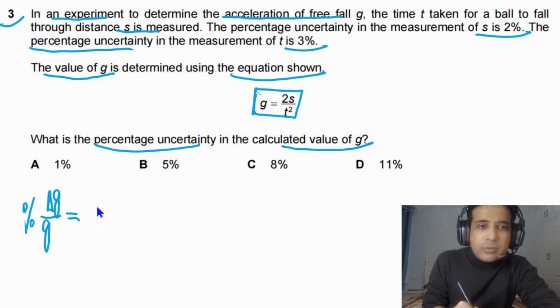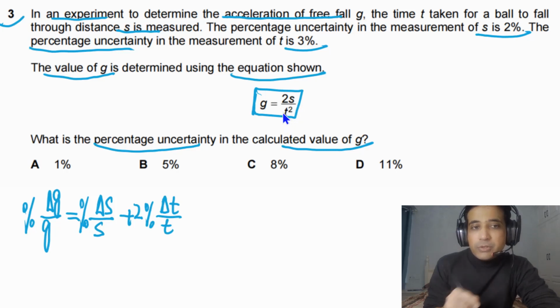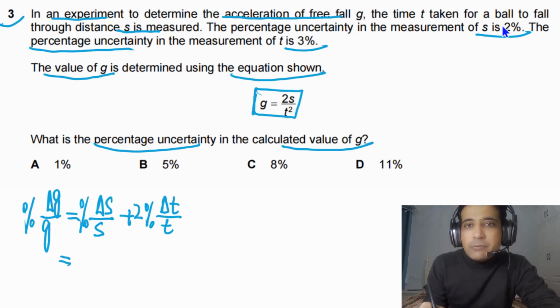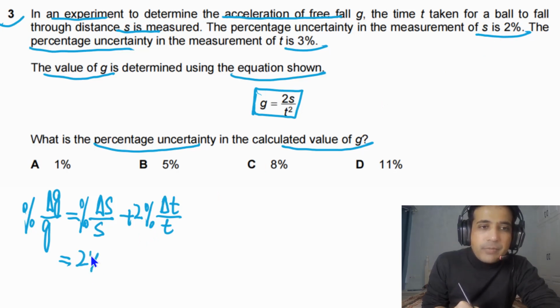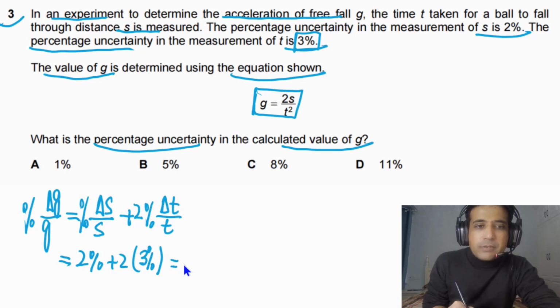That one has to be equal to the percentage uncertainty in S, so we can say that has to be equal to delta S by S, means the percentage uncertainty in S, plus percentage uncertainty in T, means delta T by T, and this one has to be multiplied by 2 because the power of T is 2. And now simply we can use the values given to us. For S, percentage uncertainty is given, that is 2%, and percentage uncertainty for time is given, that is 3%. So we can write down this one is 3%. So the final answer we will get, that is 8%. So this is the percentage uncertainty in calculated value of G.